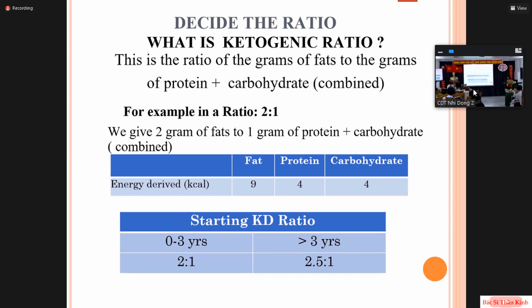Next, we decide the keto ratio, and this is done on the basis of age. Any patients between the age group of 0 to 3 years, we begin on a 2:1 keto ratio. And any patients above 3 years of age, we begin on a 2.5:1 keto ratio.